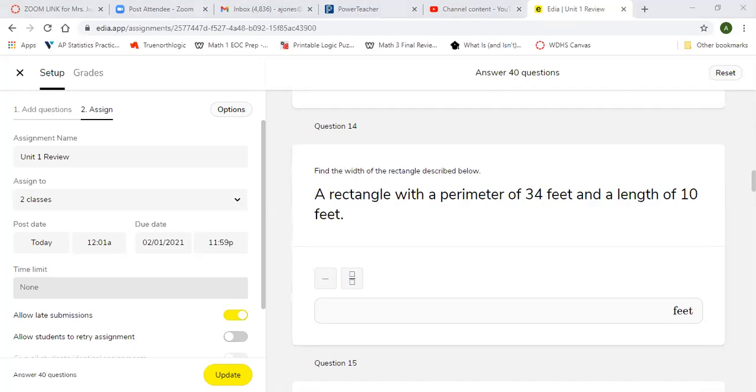So we have a rectangle. Length is 10, so that means the bottom's going to be 10 as well. We don't know the width. It's the same exact problem. Add it all up. 10 plus W plus 10 plus W is a perimeter of 34. Again, remember, perimeter is add them all up. We have 2 W's, and then we have 10 plus 10, which is 20, equals 34.